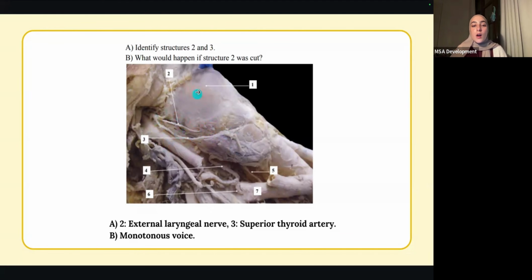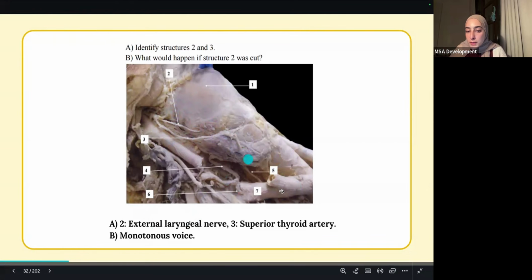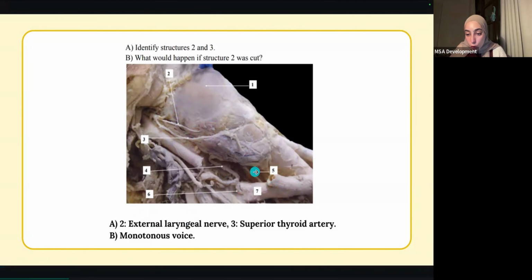Okay, what happens if the superior or external laryngeal nerve is damaged? You get a monotonous voice. If they showed you something from below, for example, this, I'm assuming it's the recurrent laryngeal nerve or the inferior thyroid artery, it would be hoarseness, voice hoarseness. Okay, I hope this is clear.